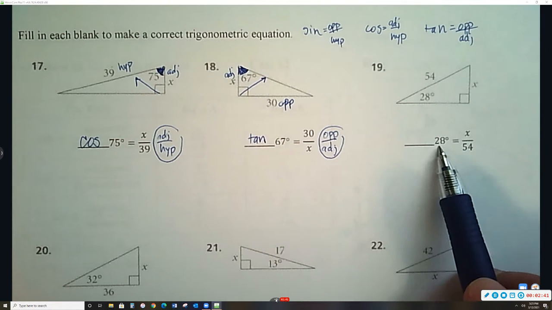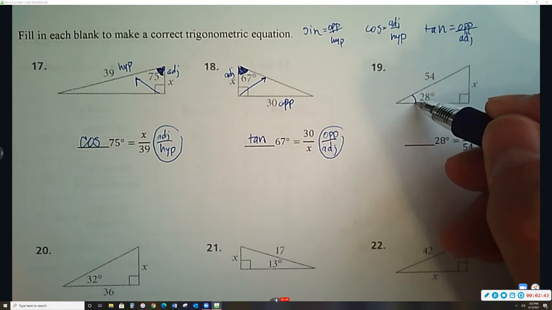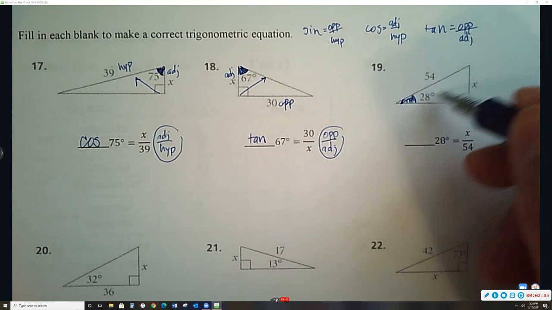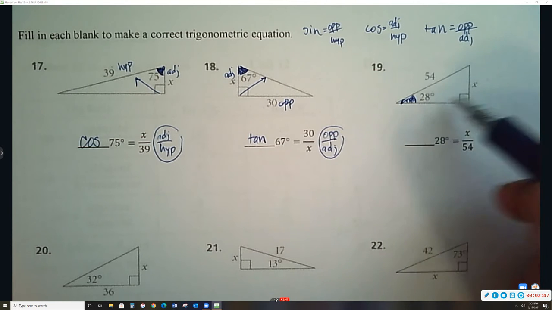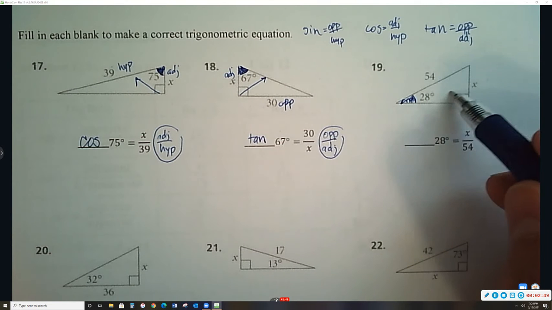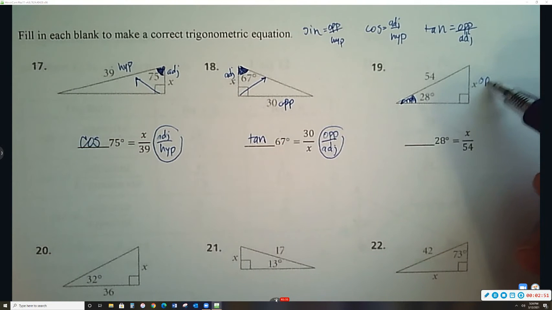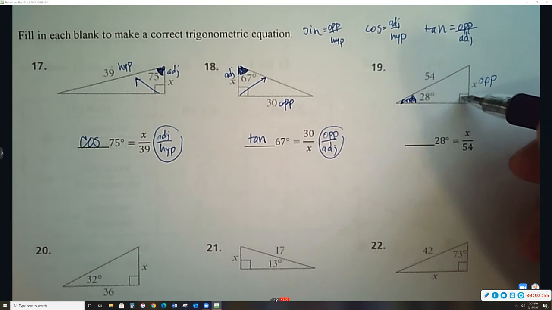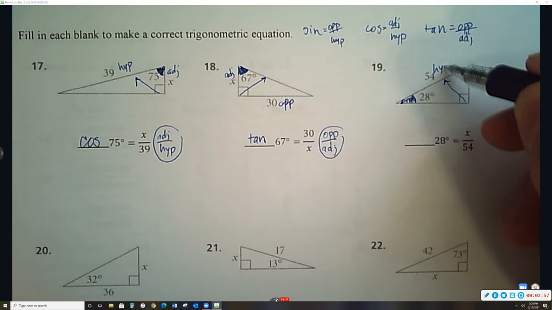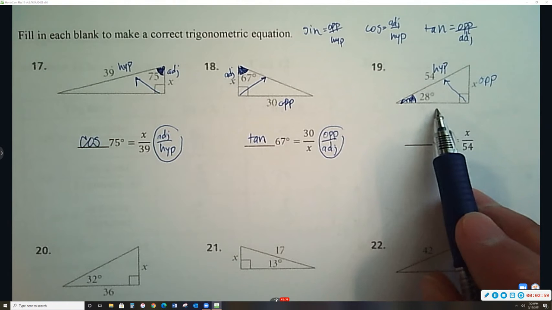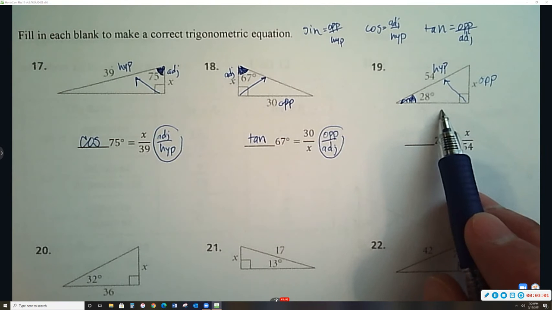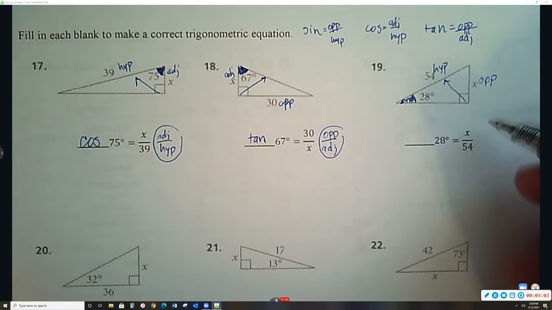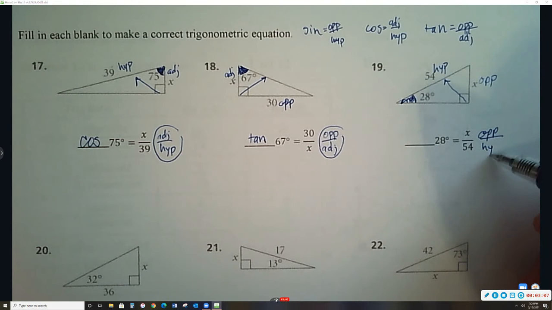So here's the angle we're going to focus on, which is this angle down here. This is the 28-degree angle. If I go across this way, that makes this the opposite side, or the opposite leg. If I go across the 90-degree angle, that makes this the hypotenuse. So this is the adjacent side. We're not using the adjacent side, so I'm not going to put it in. X is opposite. 54 is the hypotenuse.